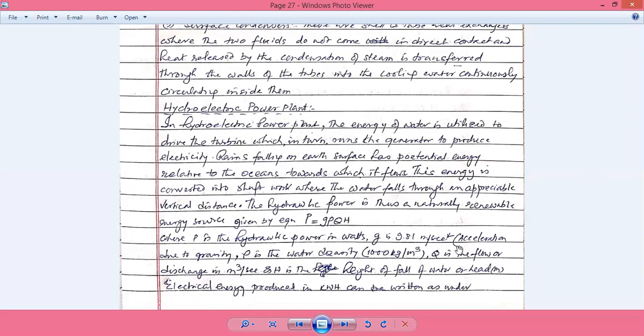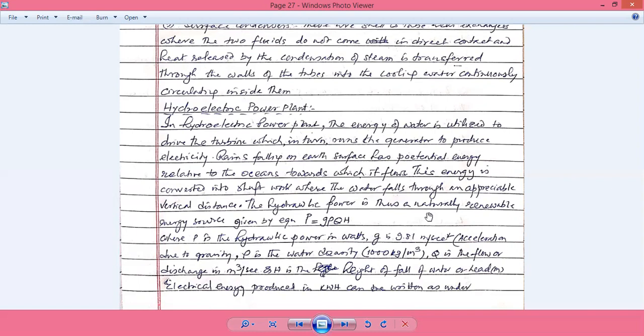Now, this potential energy is converted into shaft work, but we don't collect the rainwater and use it for that. Instead, we place our whole hydroelectric plant near a waterfall, where the water falls through an appreciable vertical distance, and the potential energy generated by falling from a certain height is naturally converted into useful work.